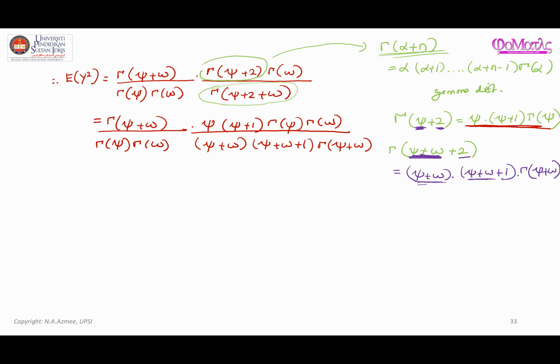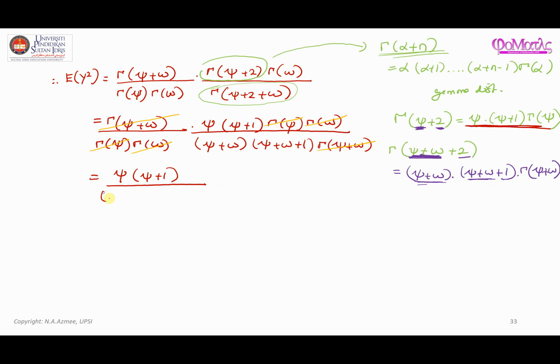Okay. Where you can see that by doing that, we can happily cancel the terms out. For example, this gamma function here can be cancelled out with this gamma function. Next, the gamma function for this one will be cancelled out with this one. This one here will be cancelled out with this one. So we don't have gamma functions anymore, and we're just left with some values of psi and omega. Therefore, the final result is psi times psi plus 1. Okay, so that's the result.